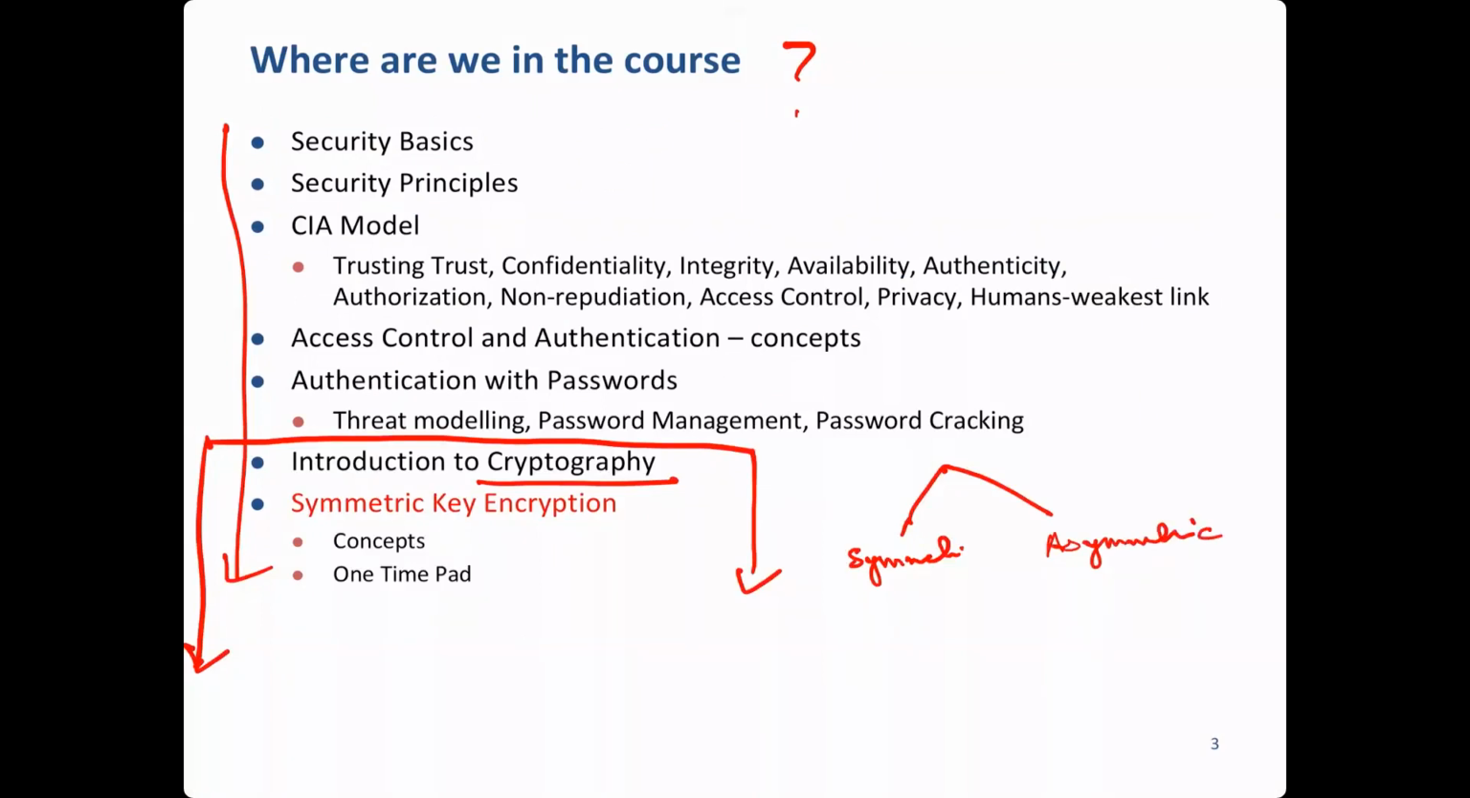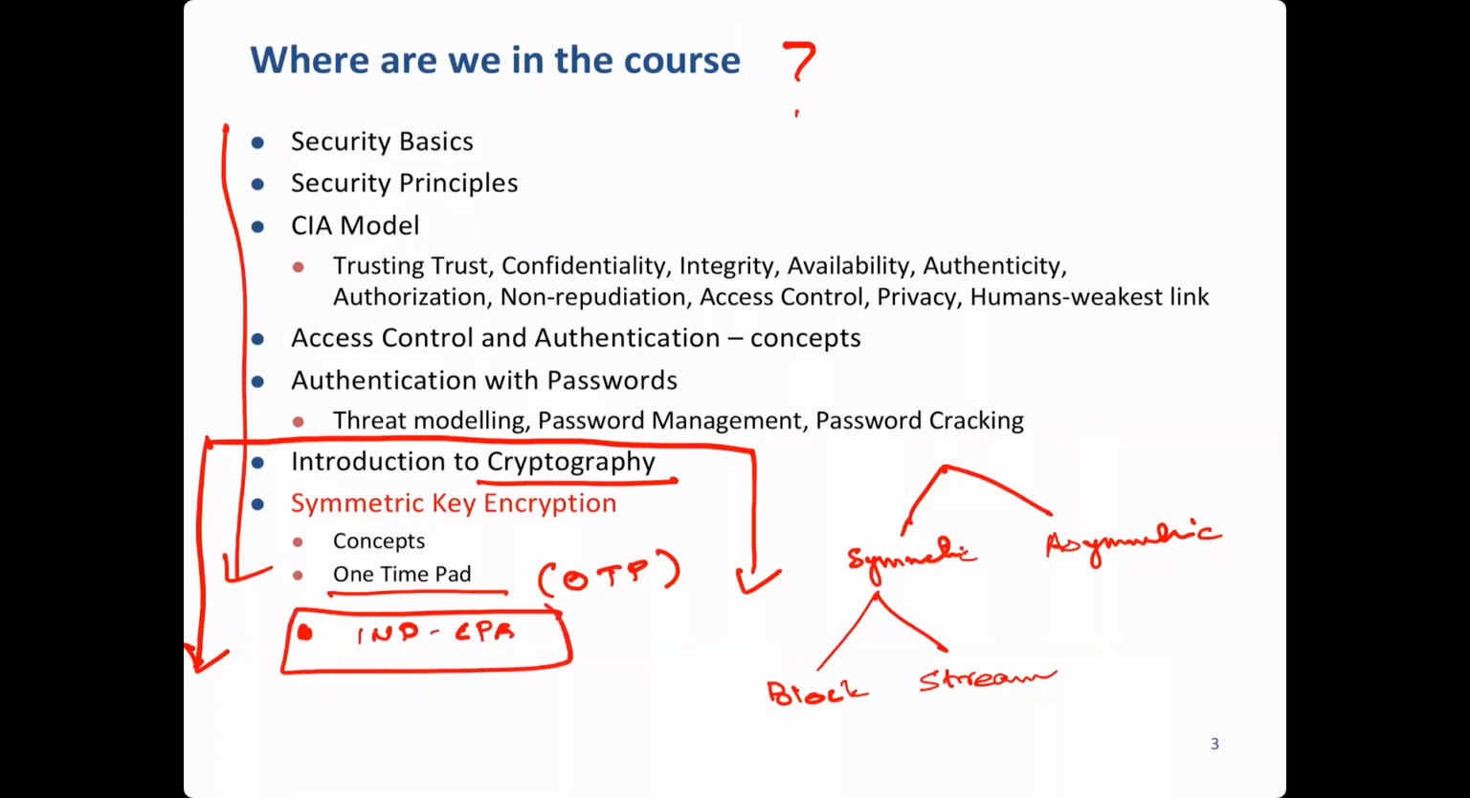Within symmetric we again have two parts. First is called block ciphers, which most encryption technologies use today. Second is stream ciphers. A stream cipher is used for streaming data bits, and we have to do it at a very fast pace. We have already studied the one-time pad, OTP, and also studied a stronger form of security requirement, which we call indistinguishability, IND-CPA, under chosen plaintext attack, right? So this we have also studied.